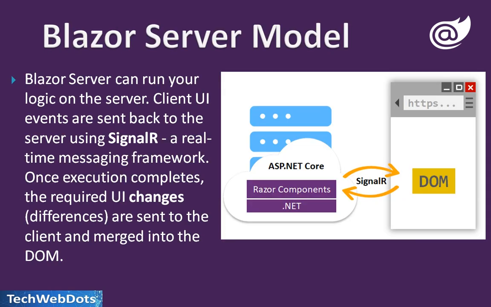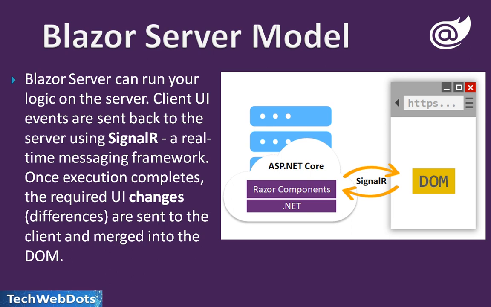So this is all about the WebAssembly hosting model. Let's move to the next one, the Blazor Server model, right? As you can see in the image, on the server we have Blazor components and .NET components, and on the client browser we have the document object model, right? And to communicate between client and server, we need a SignalR connection, right? Blazor Server can run your logic on the server.